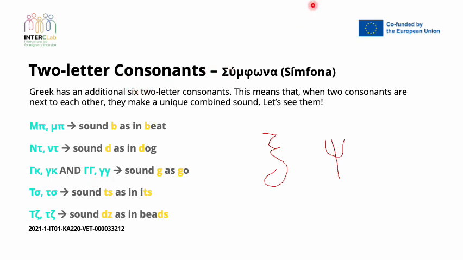Let's see them. The first combination we're going to see is the M and the P sound put together. When you see those 2 letters together, they sound like B, as in beat, or bar, or bat. Next we have the N and the T placed together. When these two consonants are placed together, they make the sound D, as in dog.